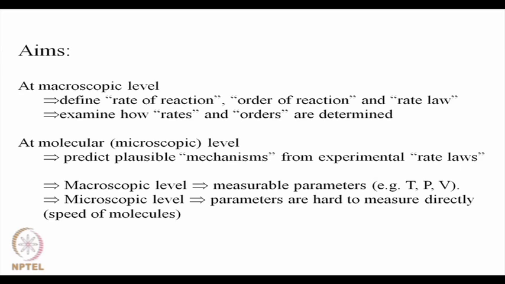At the macroscopic level, measurable parameters are P, V, T, and at the microscopic level the parameters are hard to measure directly. It is very difficult because microscopically you have to pick up certain molecules and then find out what the speed is. Macroscopically it is easy, but microscopically the important parameters, like speed of molecules, which we talked about in collision theory, are hard to find out. Collisions are responsible for chemical reactions to occur. So these are the aims and objectives.